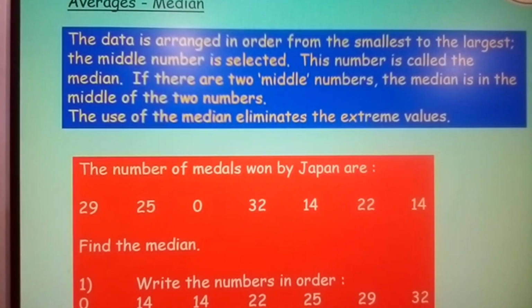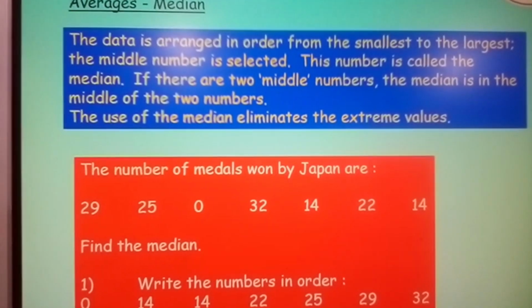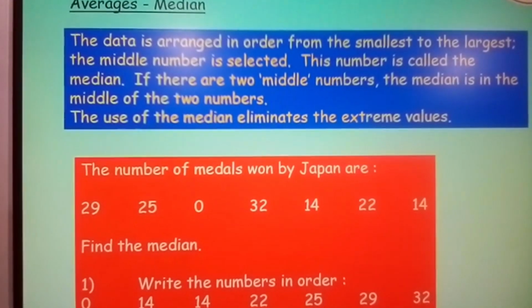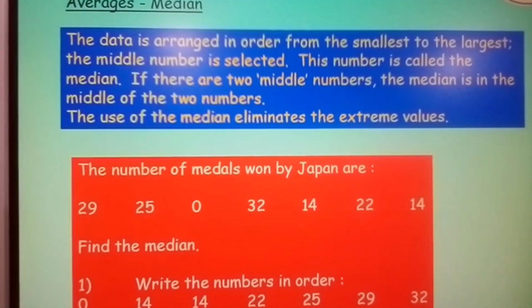Now the middle of this number here is 1, 2, 3, 4, 5. Now the middle number here is 22. Why?